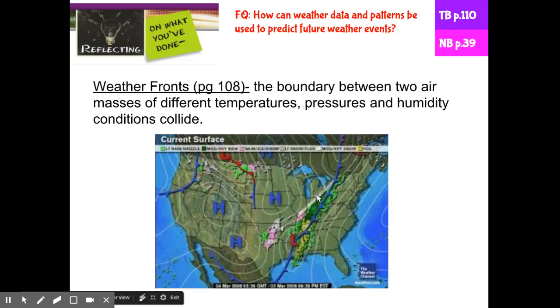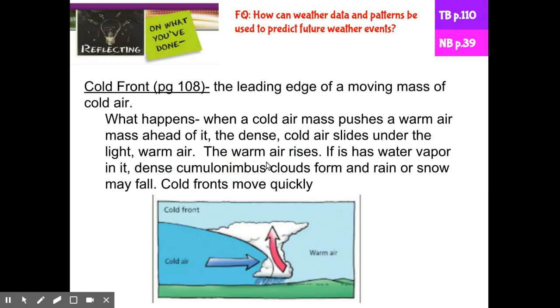This means that cold air is moving this way, and this would be warmer weather, warmer and dry. This is probably cold and moist, heading that way. This would be a warm front, and the different symbols point which direction the front is moving.